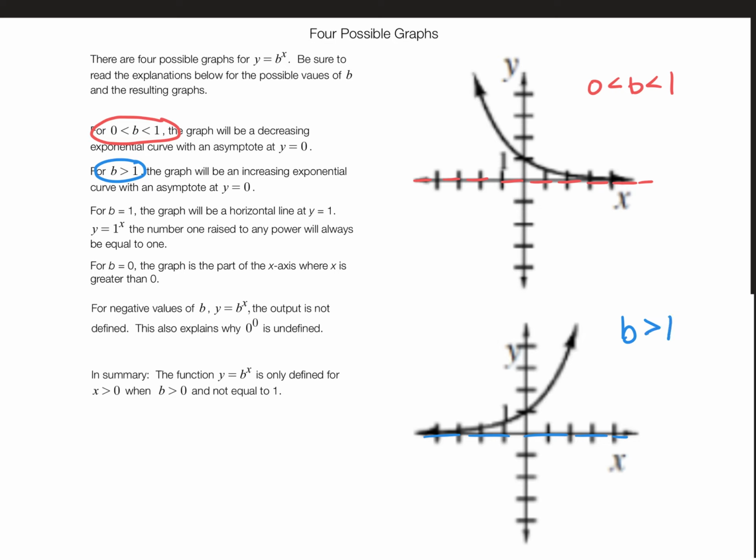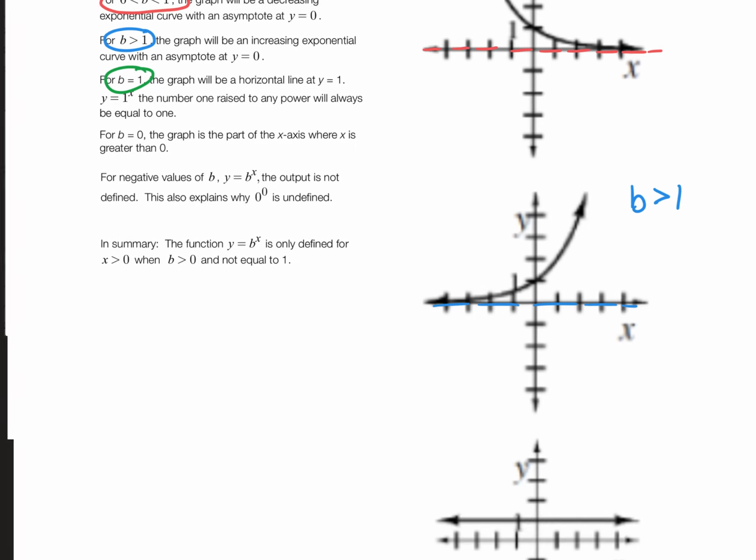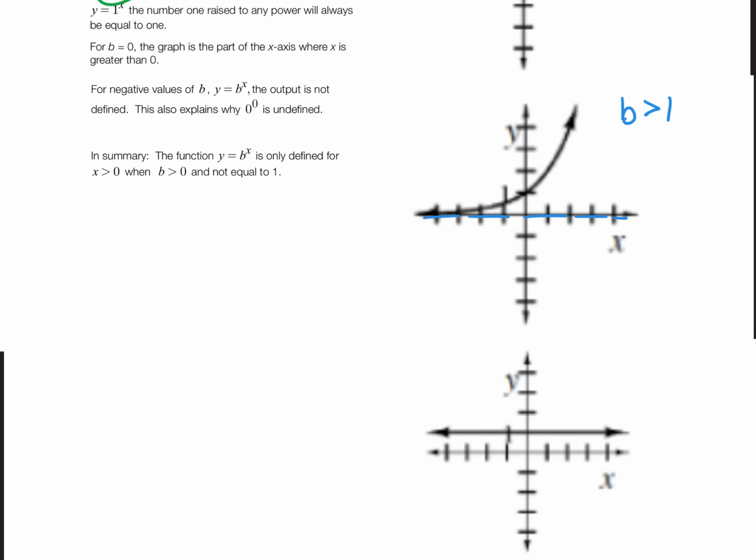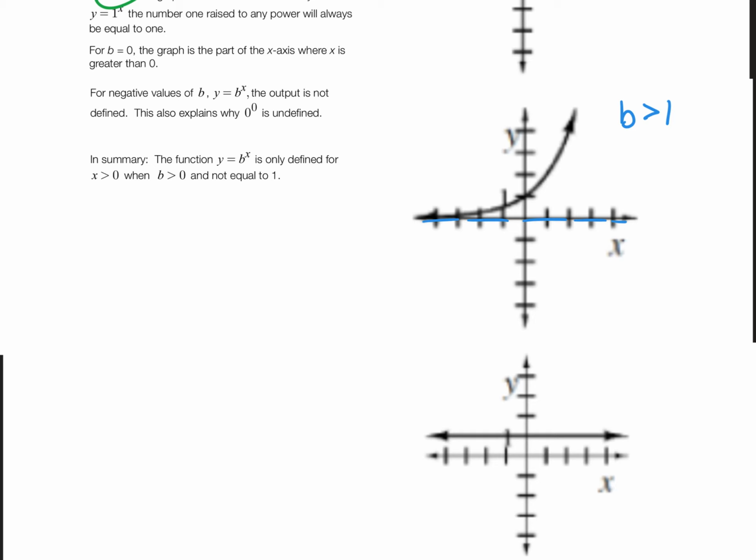When b is exactly 1, so if b is 1, we're going to get just a horizontal line because it's just 1 to the x power. And what we know is that 1 raised to any x power is just going to be 1. So it's going to be this graph here. So when b is equal to 1, we just get a horizontal line.